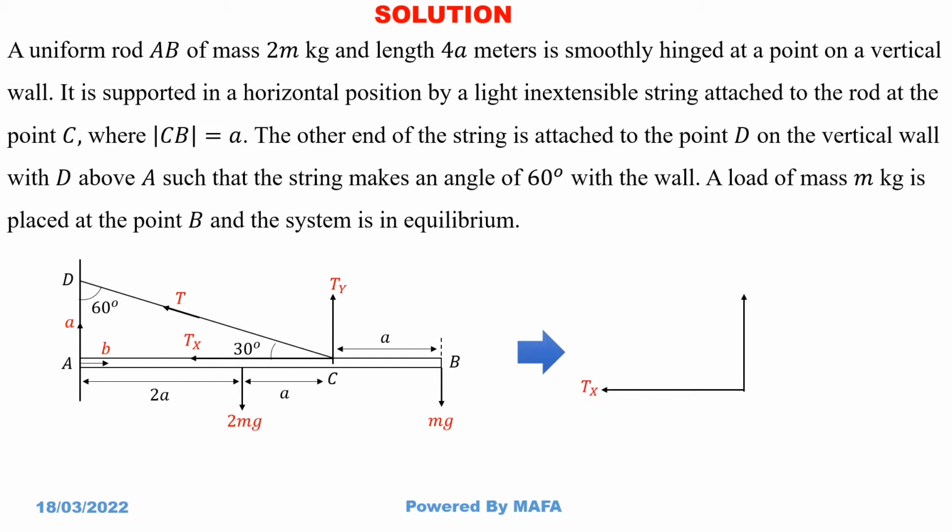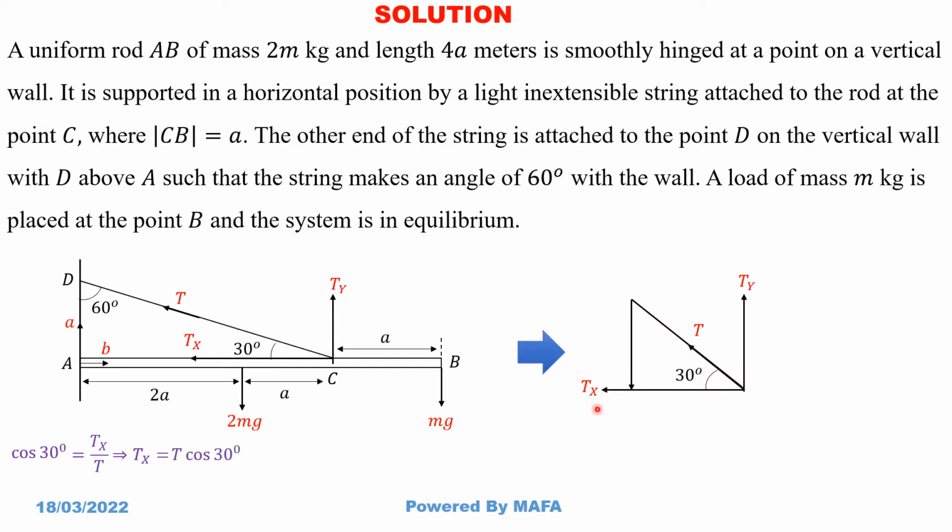Now let's look for the components of the tension vertically and horizontally. So we have the angle of 30 degrees that the string makes with the rod. Now we can use a suitable trigonometric ratio to find the vertical and the horizontal components. So cosine of 30 degrees is equal to, we know cosine of an angle is the adjacent of that angle over the hypotenuse. So we have the adjacent, which is Tx, divided by the hypotenuse, which is T.